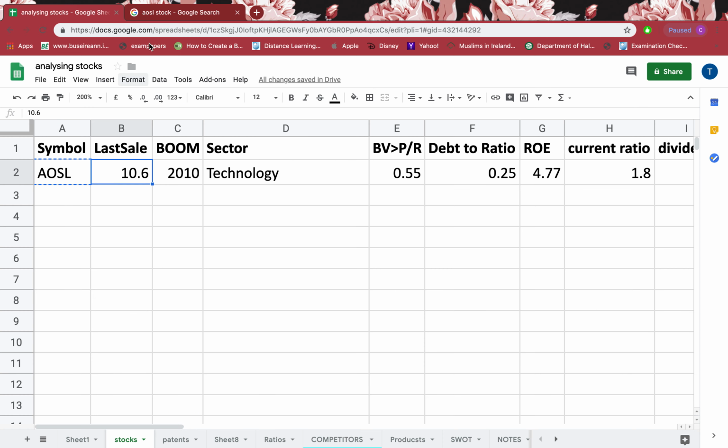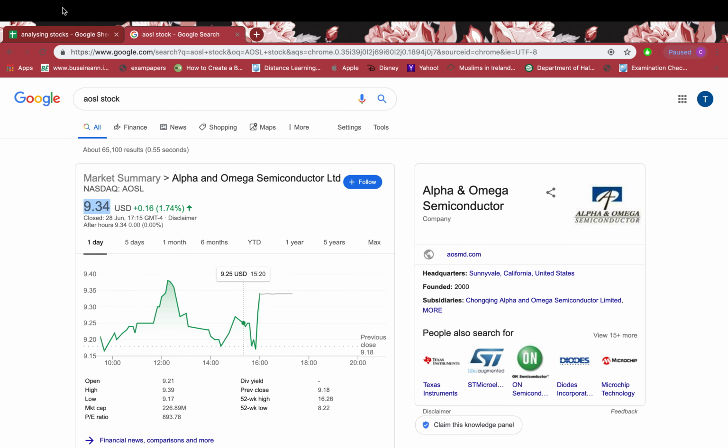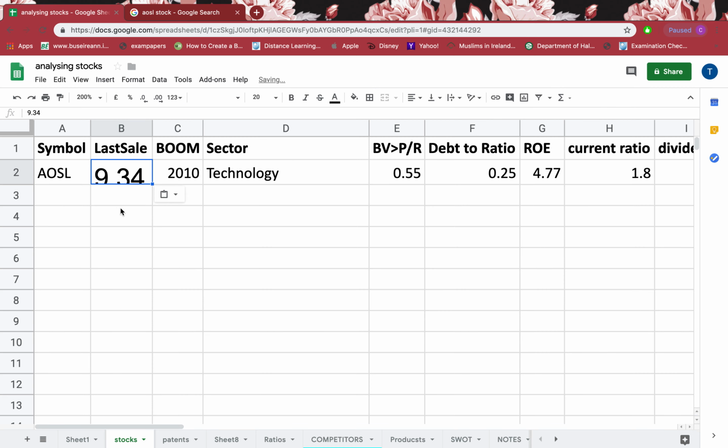I'll just tell you what it is. You can see from here, if you buy the stock right now, how much it will cost you per stock in US dollars. It's USD, which is the currency. So I'll just copy that and paste that here.